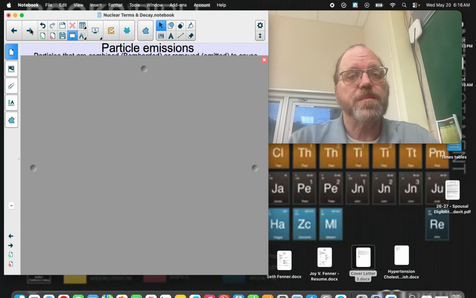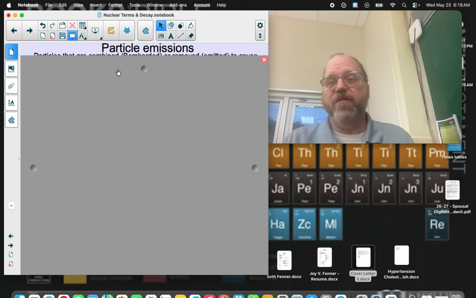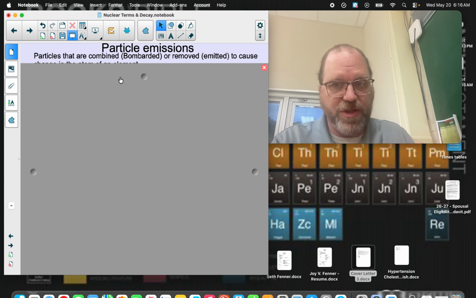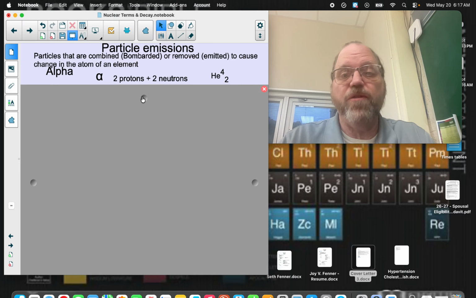All right, now we're going to talk about particle emissions. These are the types of material. Now, I talked about this last year, and I'll go more specific. These are particles that are combined in a bombardment or removed, emitted, to cause changes at an atom level. Now, the first one is called an alpha particle.